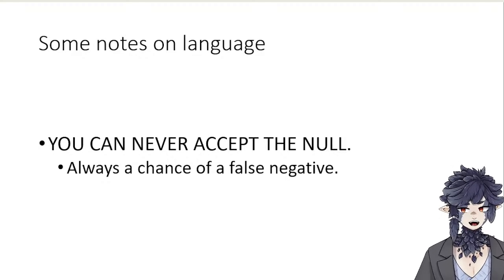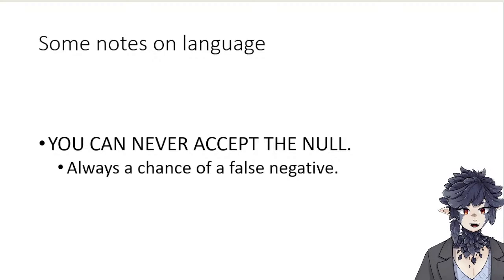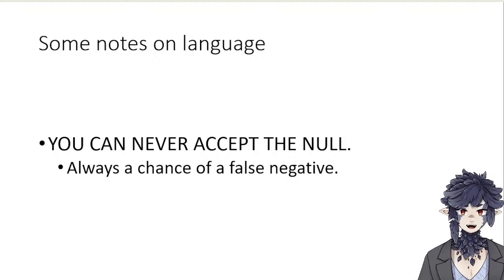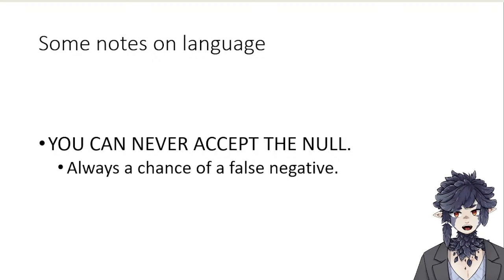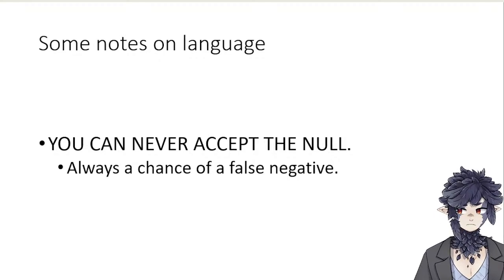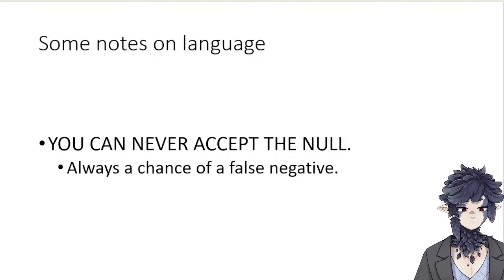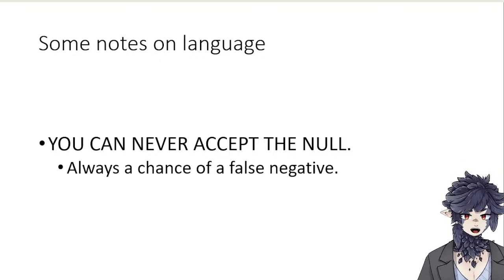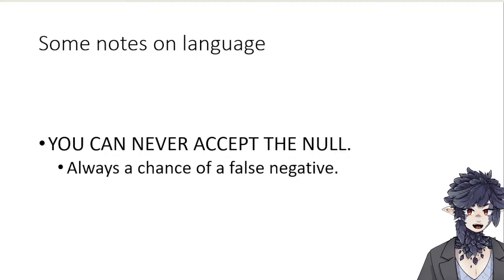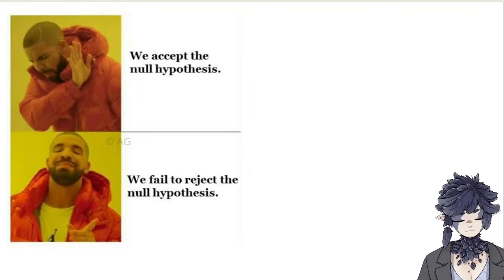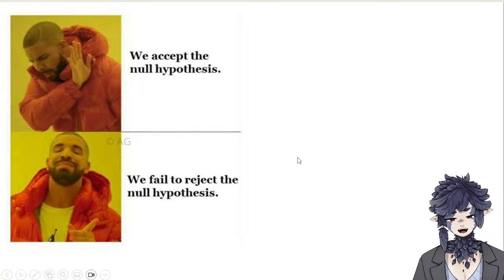There's always a chance I missed something. There's always a chance of a false negative, that there was a difference that I missed for any number of reasons. Maybe my study was badly designed. Maybe my sample was a weird sample. Maybe I had a biased sample. Maybe I didn't have enough people. There's a million reasons why you may have failed to reject the null, so we can't accept the null. We can't say conclusively there's no difference. So here's the promise meme. You can't say we accept the null hypothesis, you gotta say we fail to reject the null hypothesis.